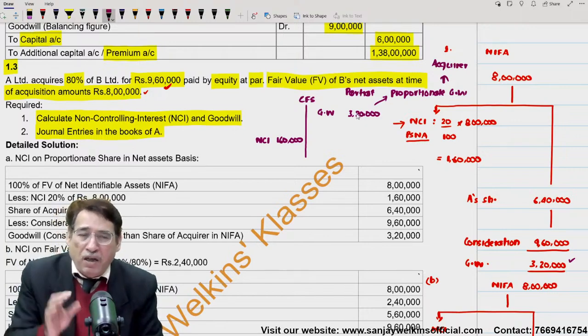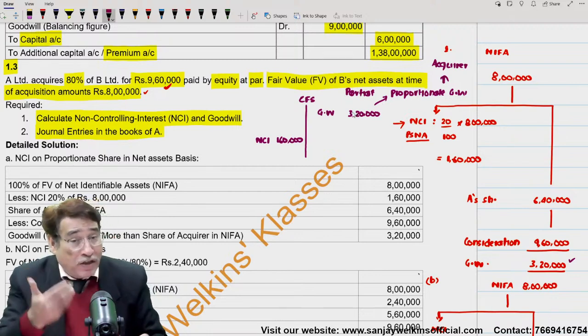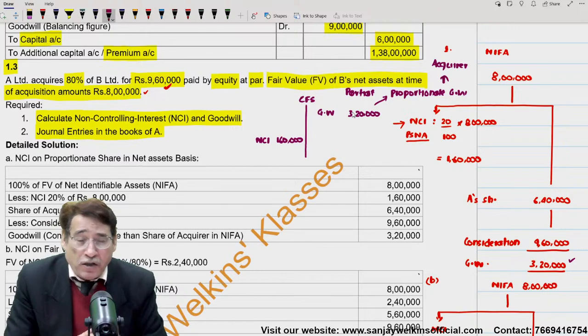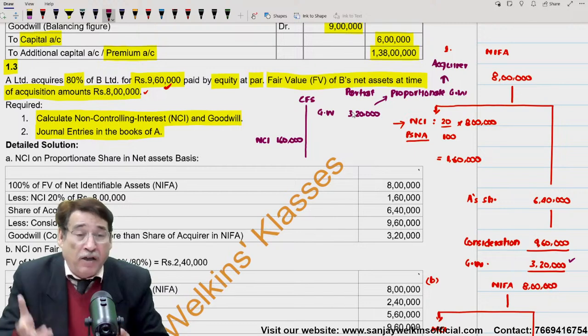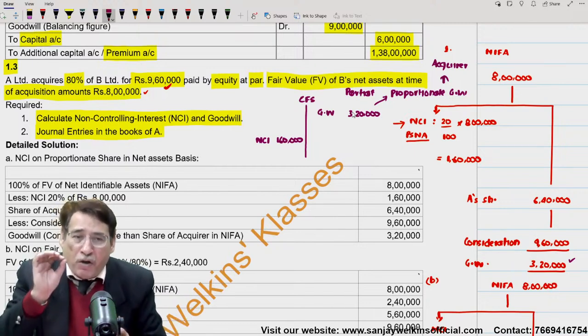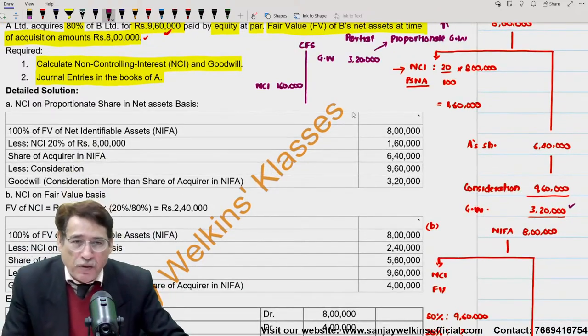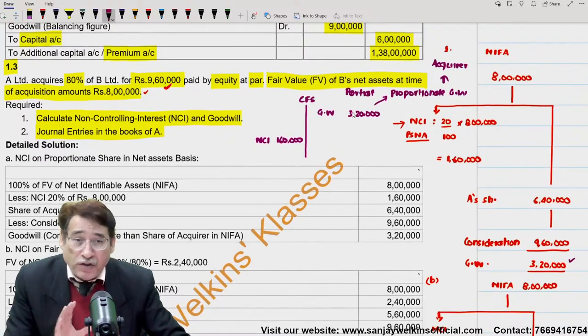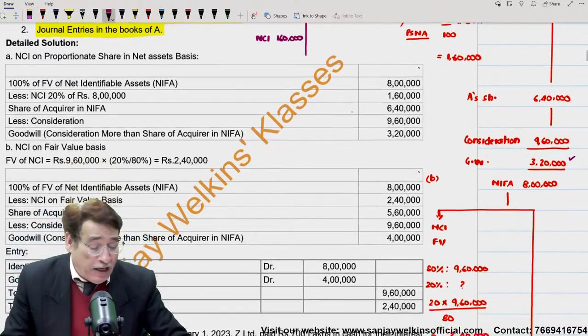Whenever NCI is computed on PSNA basis, the amount of goodwill which gets reflected in the consolidated financial statement reflects the partial or proportionate share. Indirectly, it shows the share of the acquirer only, the share of the parent only. Is it clear to you or not? Please quickly tell me, and let me know honestly. Then only I will proceed.